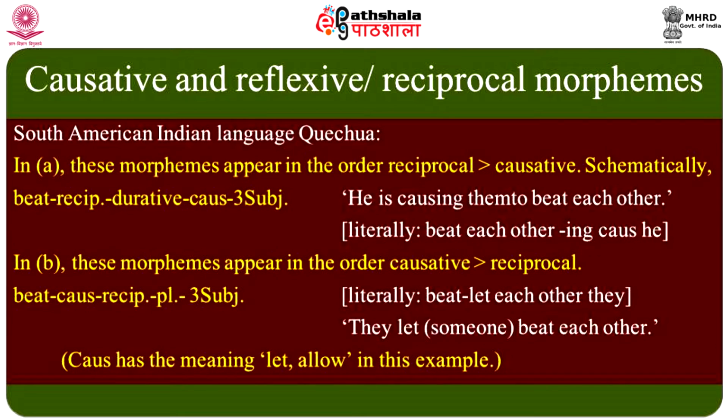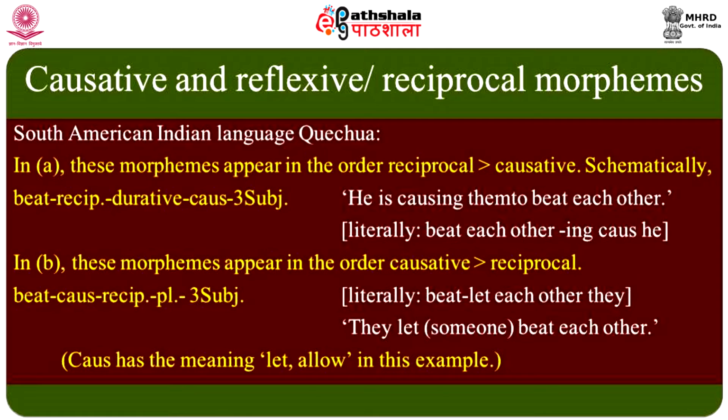Baker's second set of examples come from the South American Indian language Quechua. This language has causative and reflexive or reciprocal morphemes. In C, these morphemes appear in the order reciprocal before causative. He is causing them to beat each other. In D, these morphemes appear in the order causative before reciprocal. They let someone beat each other. Baker contended that although the two sentences had practically the same morphemes, they have very different interpretations, which arise from the relative order of the morphemes.